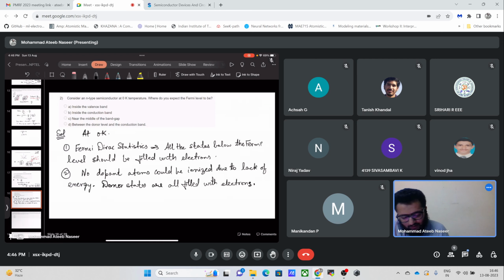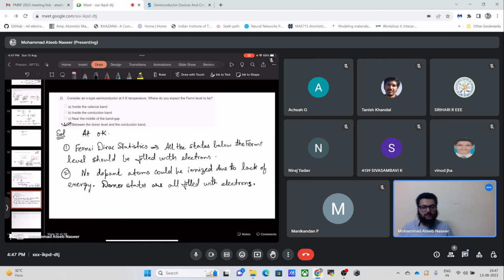Thus, it would simply mean that since these donor states are filled, we have to use the definition of Fermi-Dirac statistics, which says that all the levels below the Fermi level should be filled. It means that the donor level has to be below this Fermi level. So it means that this Fermi level will be close to the conduction band. That's one thing, but it would be above the donor level. So this Fermi level will simply lie between this donor level and the conduction band.